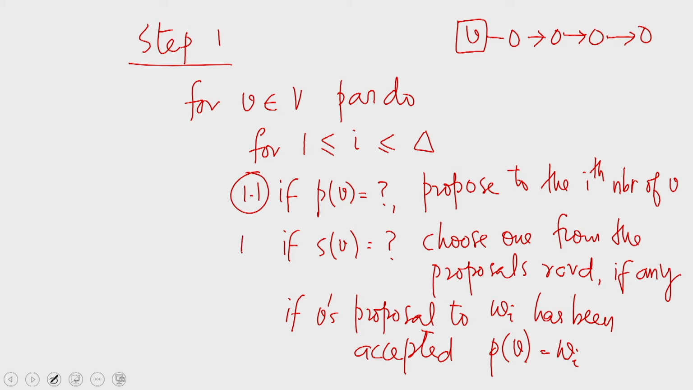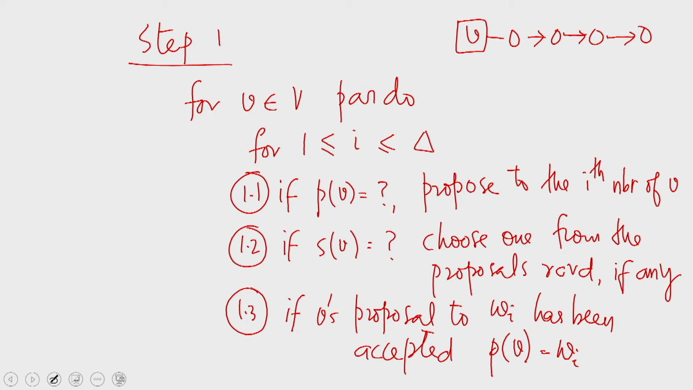In step 1.2 of the ith iteration, the vertices are mulling over the proposals received in step 1.1. For a vertex V, if its successor is not defined yet, it chooses one from the proposals that it received in step 1.1. And then in step 1.3, it goes back to the proposals it made. It has made exactly one proposal in the step. If it has been accepted by Wi, which happens to be the ith neighbor of V, then P of V is set to Wi. It made the proposal only because its predecessor was not defined. So, once the predecessor is defined, it will not be making any more proposals in the coming steps.